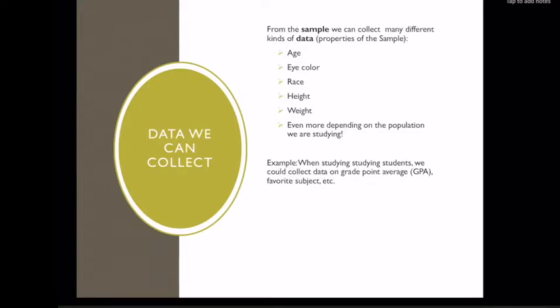So one thing I want us to know is that from a sample, we can collect many, many different types or kinds of data, right? And the data are just different properties of our sample. So when we're studying people, we could talk about age, eye color, race, height, weight, education level, right? Even more variables depending upon the population we're studying, okay? If we wanted to study cars or manufacturing or food, it'd be very different, right? The different types of data we could collect.